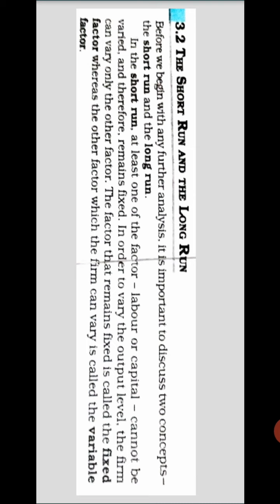Variable factor means which is going to be changed. Example, capital, the money you are investing. So you thought you will invest only 5,000. What happened? There was a flood. Because of that, you now have to spend more money on that particular land. And later you realize the soil is not fertile soil.